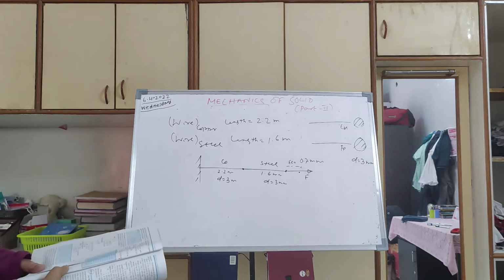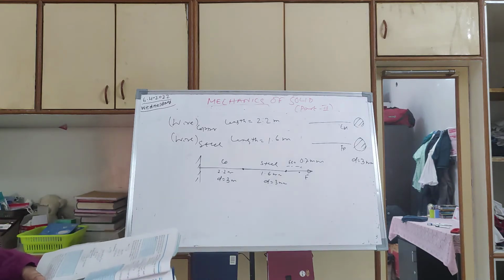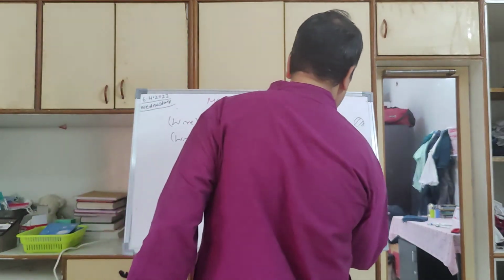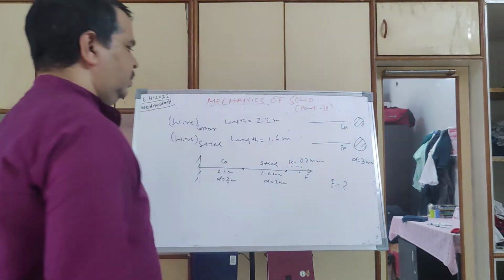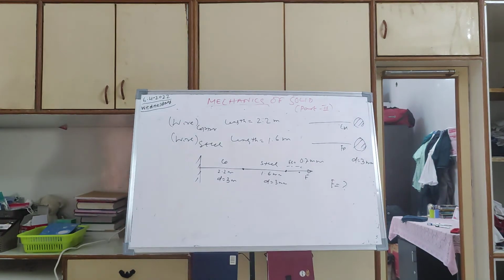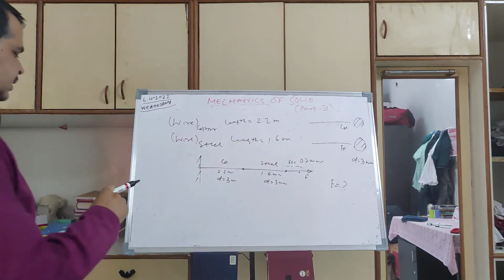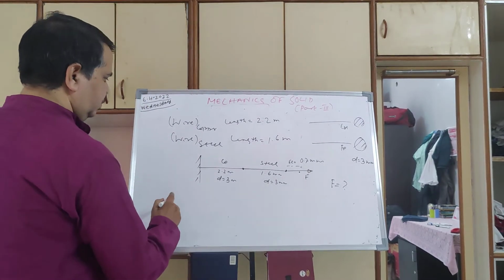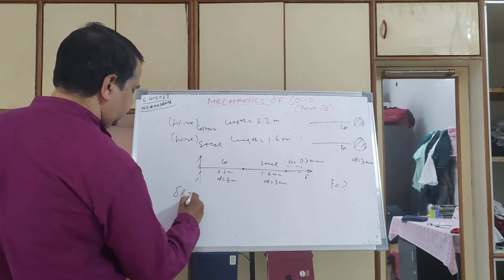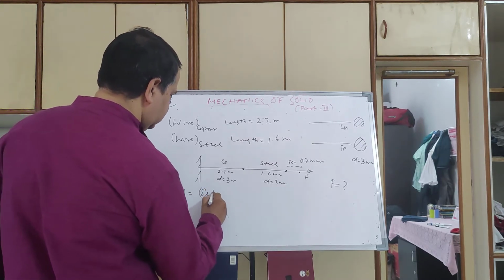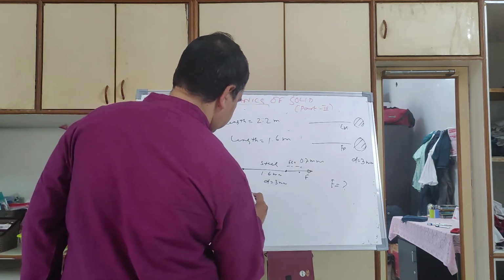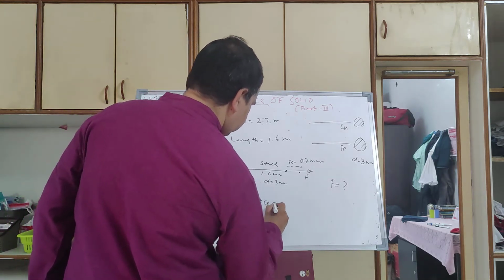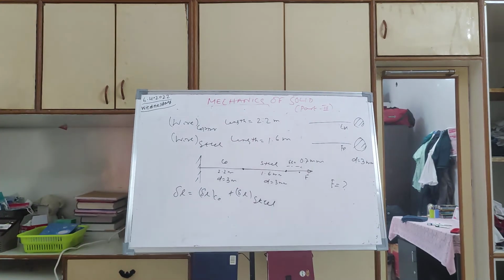Then the question is, obtain the load applied. If the elongation is this, what is the force? I can do it like this. Say the total elongation delta L is equal to delta L copper plus delta L steel. The same force is applied on both.